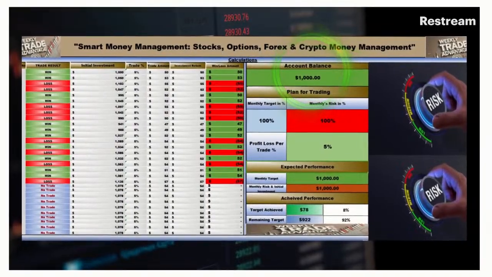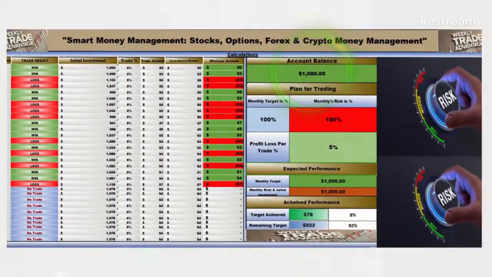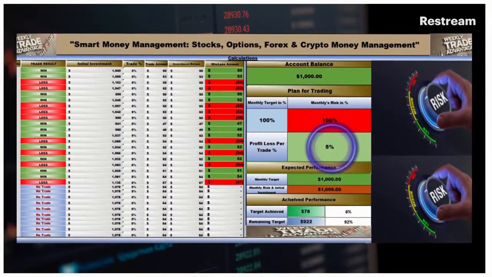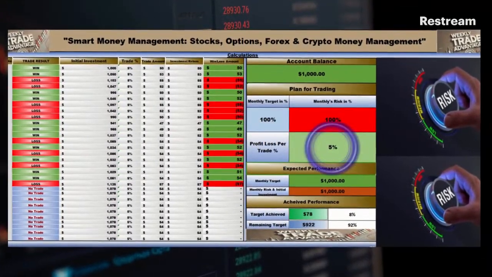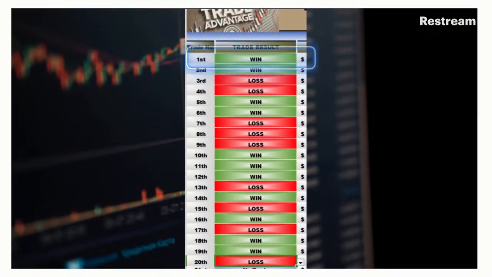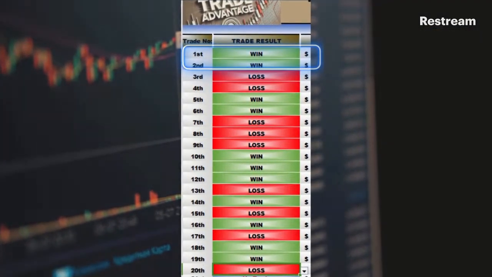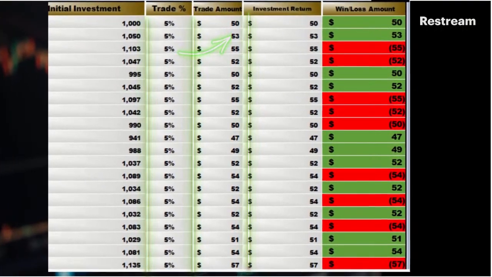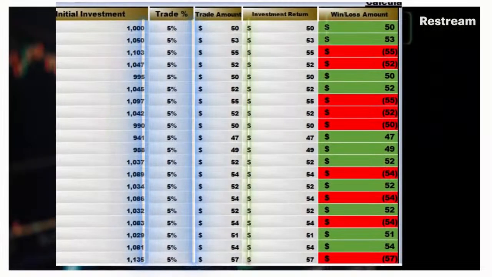I started with a $1,000 initial investment and used a 5% risk per trade strategy. My spreadsheet adjusts trade sizes dynamically. If a trade wins, the next trade size increases by 5%. If a trade loses, the next trade size decreases to preserve capital.